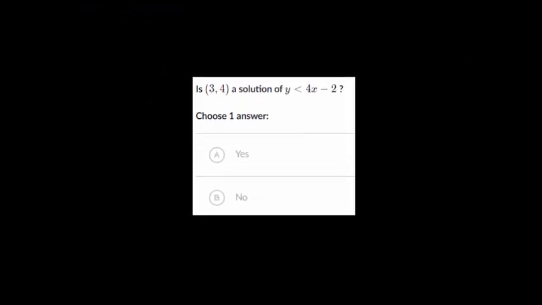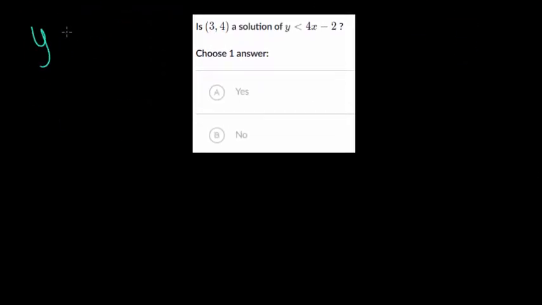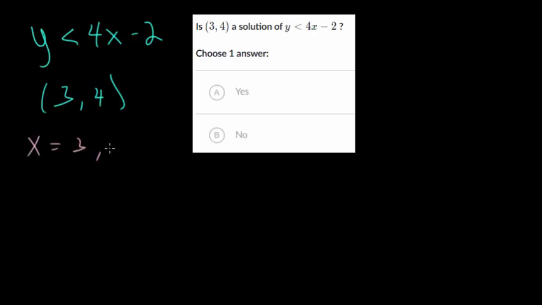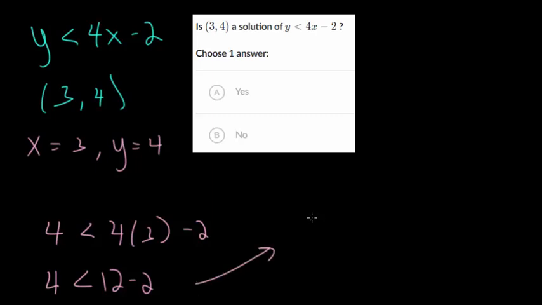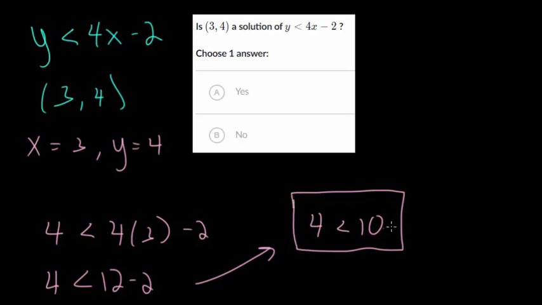And let's continue. Now we have the inequality y is less than 4x minus 2, and we're plugging in the point (3, 4). So in this case, x is 3, y is 4. So we're replacing them now. So y is 4, less than 4 times x, but that's 3, minus 2. So 4 is less than 12 minus 2, and simplifying, we get that 4 is less than 10. But this is true. 4 is always going to be less than 10, so that means that this point is a part of the solution set to this inequality. So yes would be our answer.